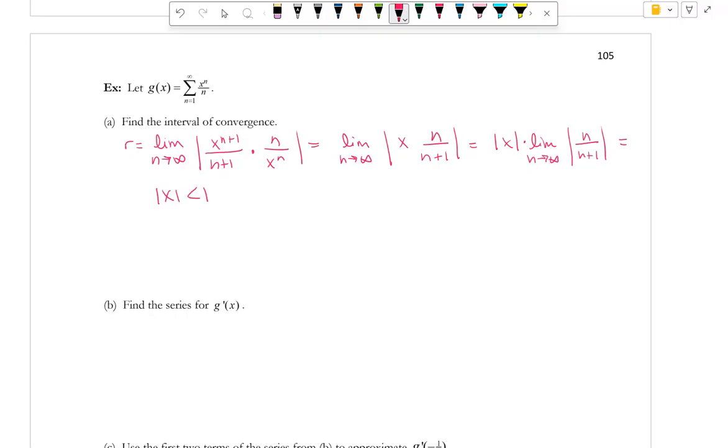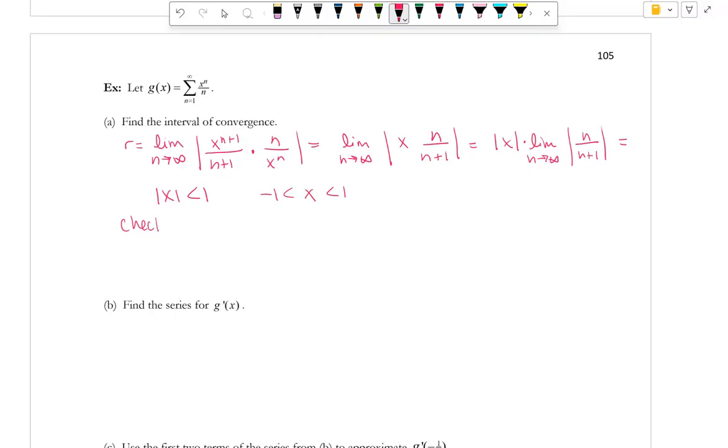This must be less than 1, because again, my ratio needs to be less than 1 for convergence. So I get x is less than 1 but greater than -1. And I still need to go ahead and check my endpoints.